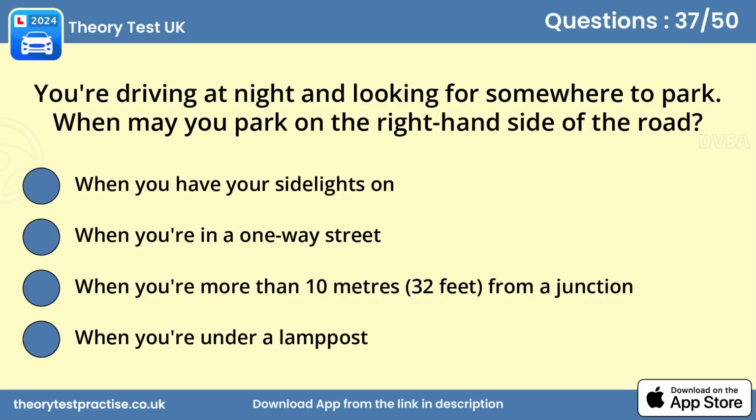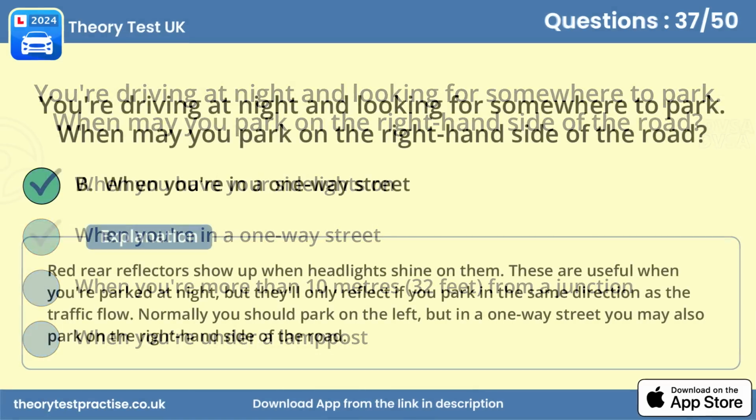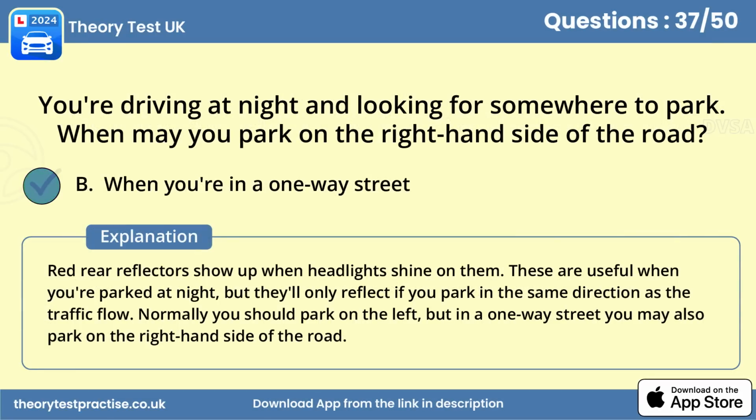Question 37. You're driving at night and looking for somewhere to park. When may you park on the right-hand side of the road? B. When you're in a one-way street. Red rear reflectors show up when headlights shine on them. These are useful when you're parked at night, but they'll only reflect if you park in the same direction as the traffic flow. Normally you should park on the left, but in a one-way street you may also park on the right-hand side of the road.